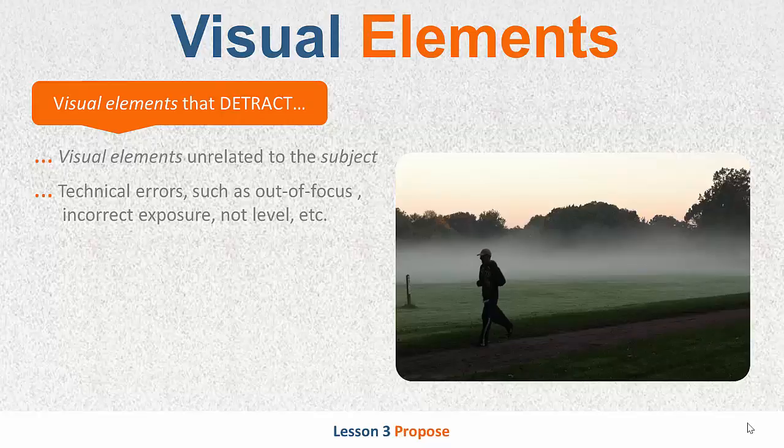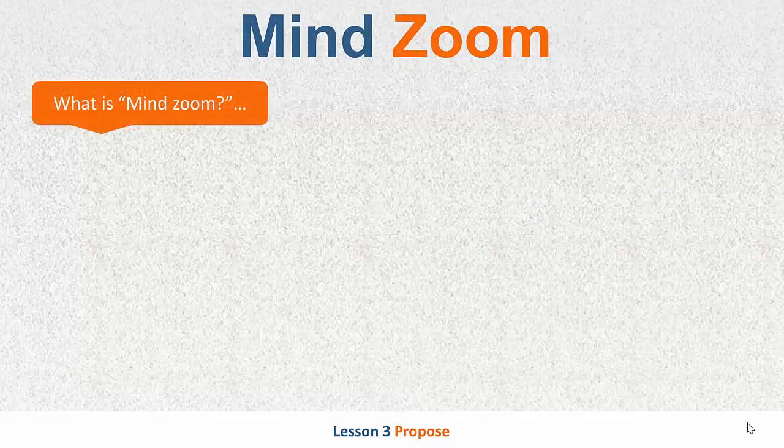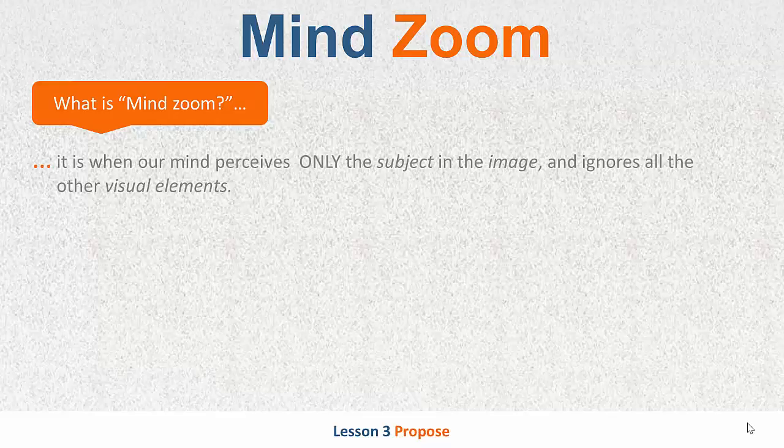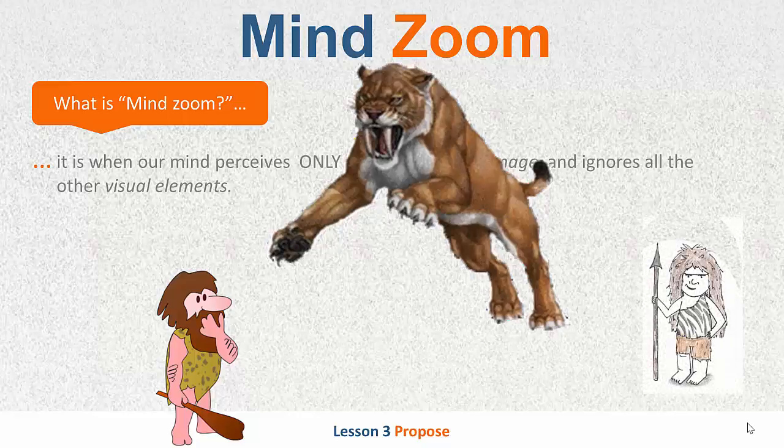Now, let's talk about mind zoom. What is mind zoom? It is when our mind perceives only the subject of the image and blocks out all the other visual elements. In our everyday life, this is a good thing built into our DNA. When we are faced with a saber-toothed tiger, we do not want to be distracted by our neighbor. However, in photography, mind zoom can be a hindrance to good photos.